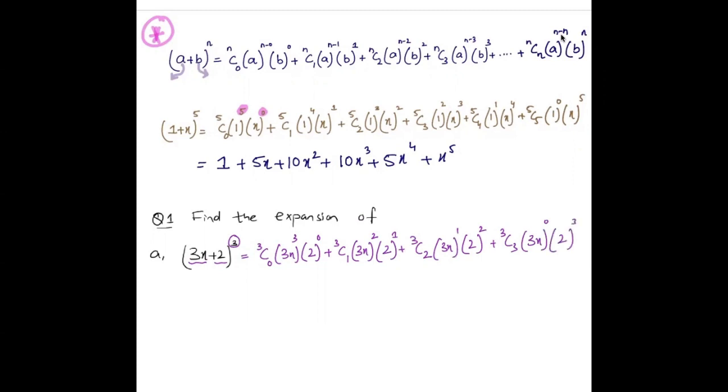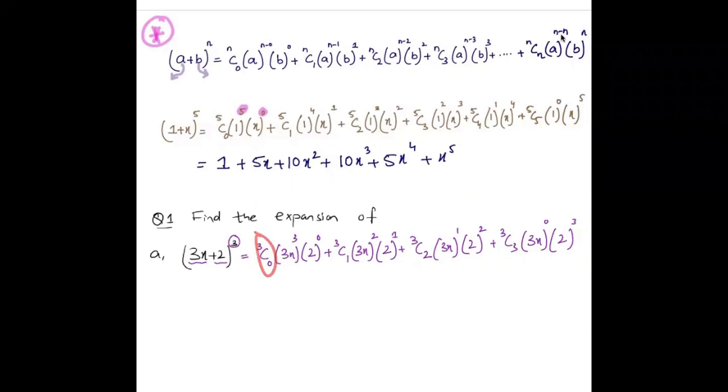Will there be any other term? No, because we have reached the last term, nCn. And when the power is 3, there are only going to be 4 terms in the expansion. Okay, now you can use your calculator to evaluate this.